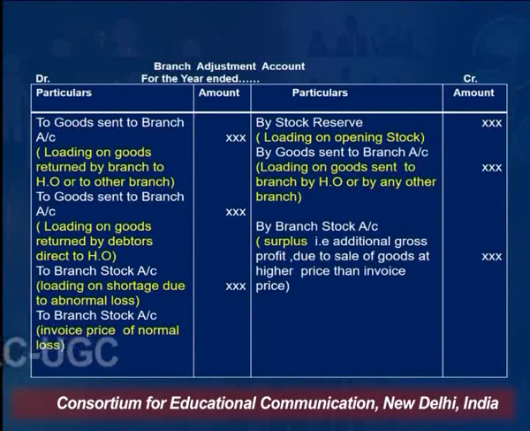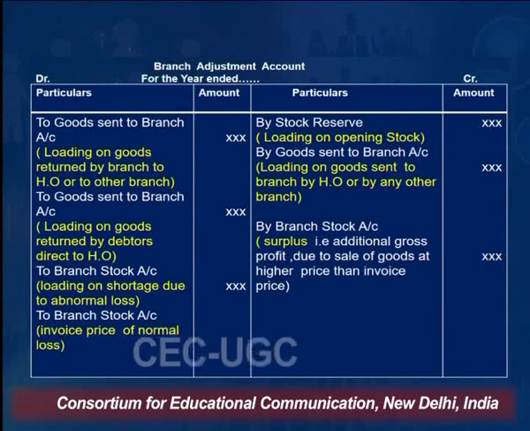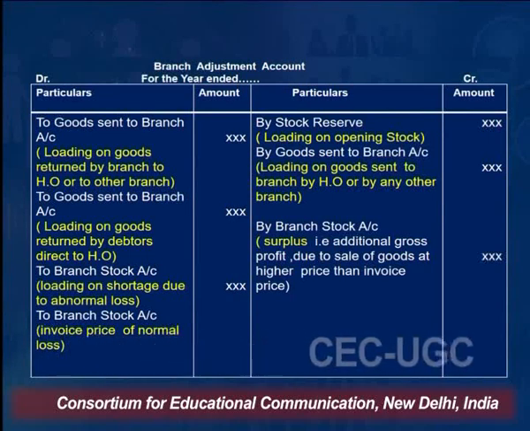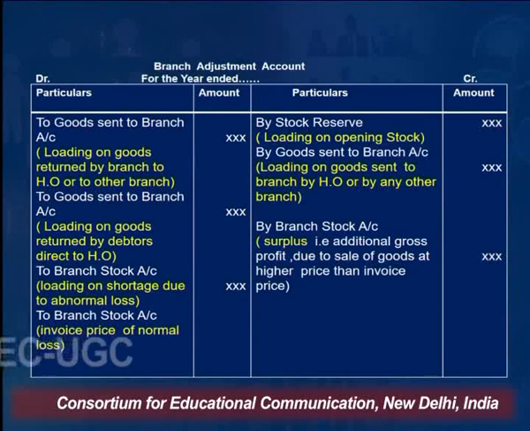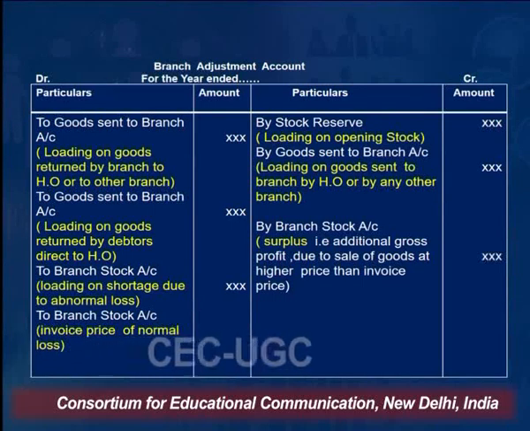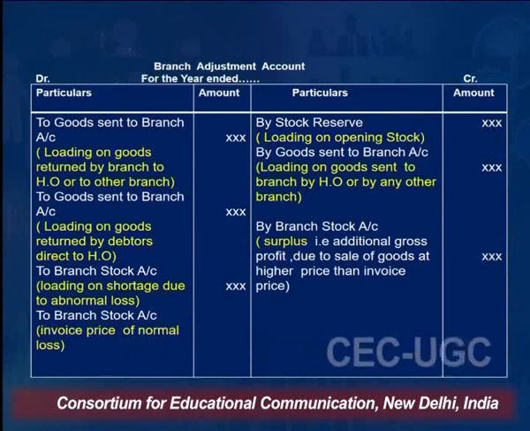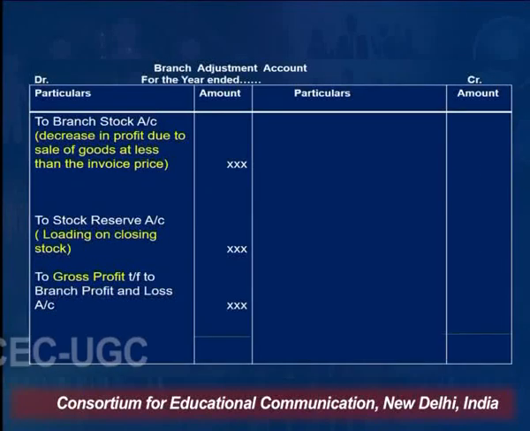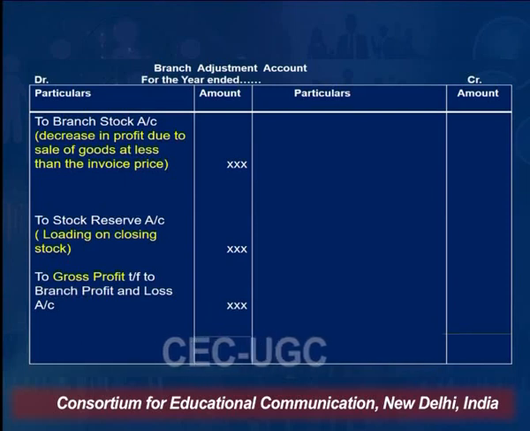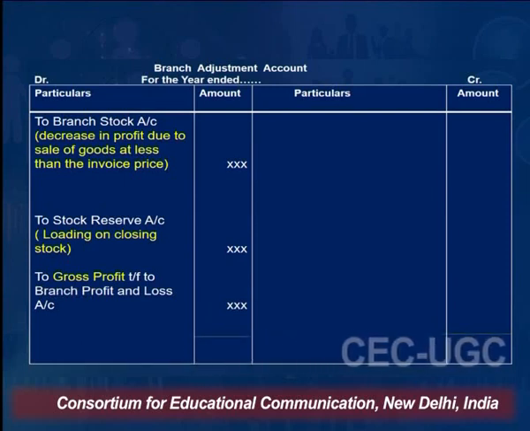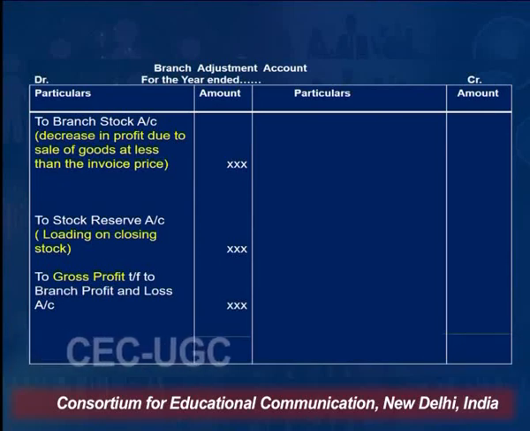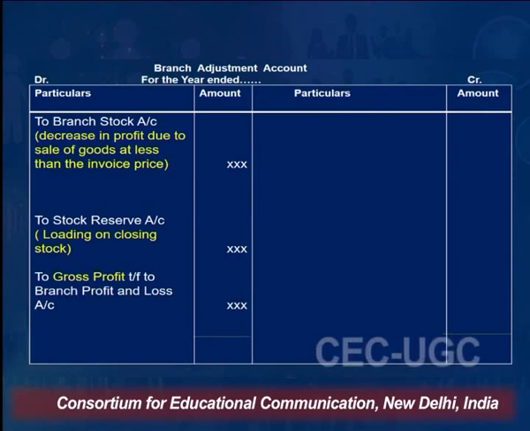The next item is again branch stock account, that is for the loading on shortage due to the abnormal loss. And then the next item is again branch stock, and this is for the invoice price of the normal loss. So basically in this account you have to show the loading part only. At the end you will be calculating either gross profit or gross loss. So either of these two will appear in this branch adjustment account, and this gross profit is ultimately transferred to the next account, that is the final account, branch profit and loss account.